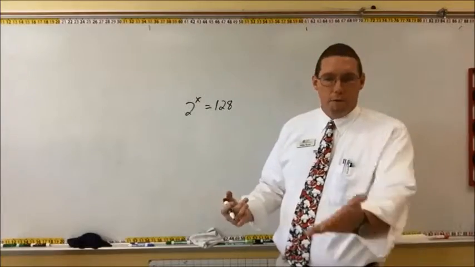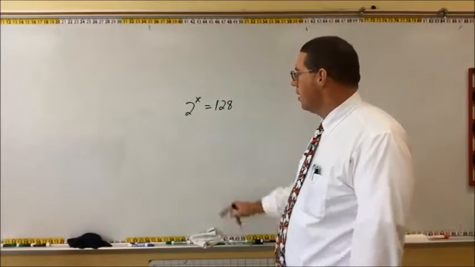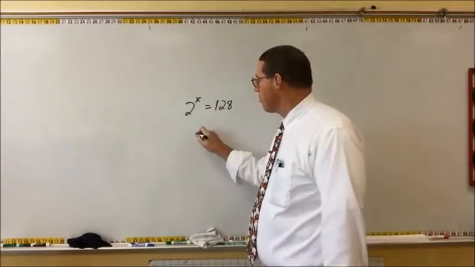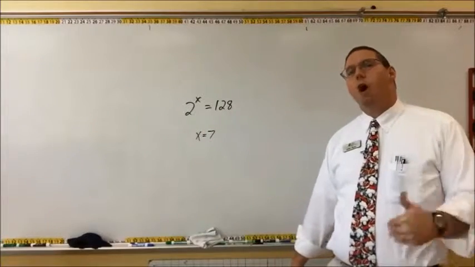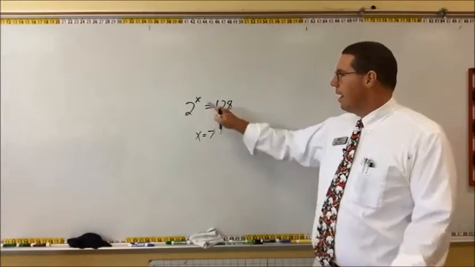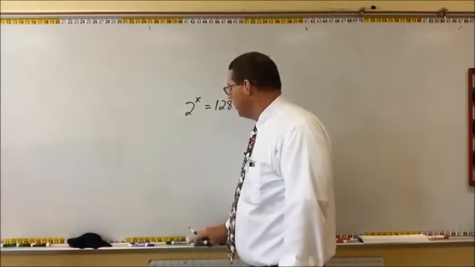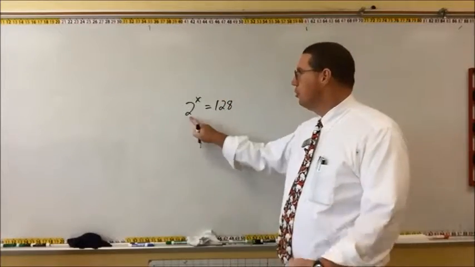Well, I know that. You can grab a calculator and you can prove it to yourself. You can see 2 to the 7th power is equal to 128. So we know that the answer to this should be x equals 7. But what if we didn't already know this? What if we didn't know that x was equal to 7? Well, we can still algebraically determine this by canceling the 2.